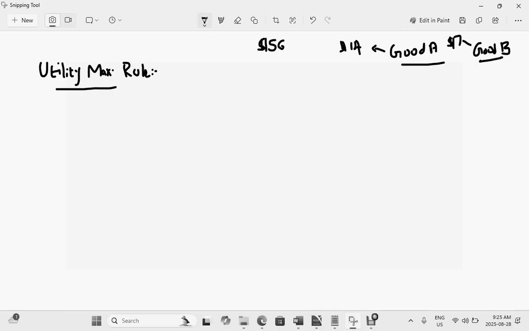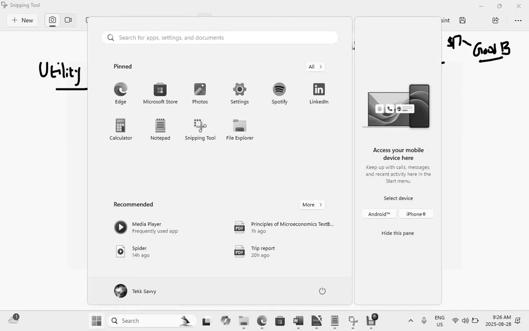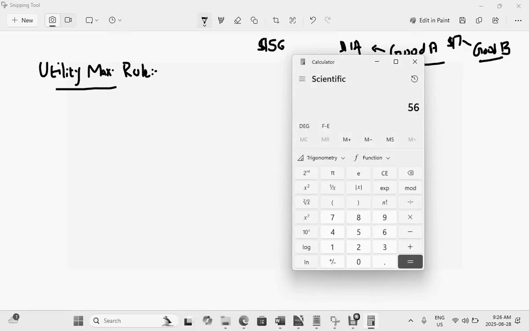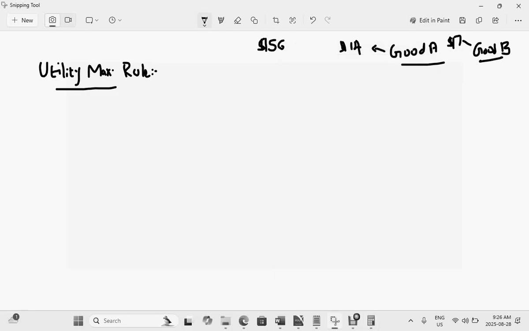In that case, if you divide 56 by 14, you can consume a maximum of 4 units of good A. And for good B, if you divide 56 by 7, you can consume 8 units.